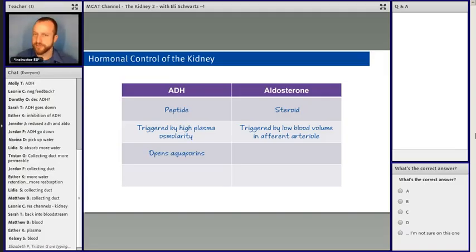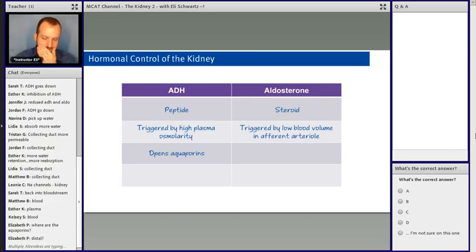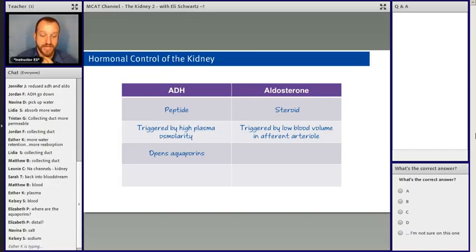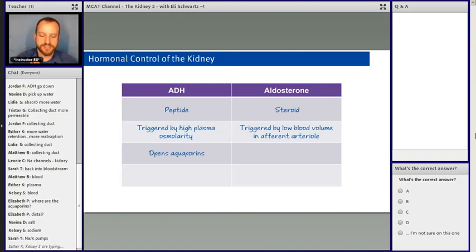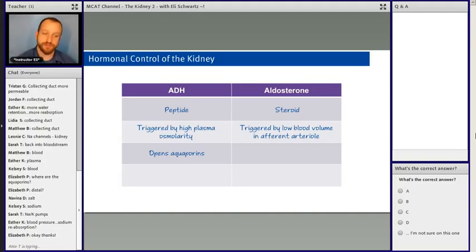Before we get there, we should probably talk about aldosterone. What is aldosterone specifically acting on? What is its effect? And the aquaporins, to Elizabeth's question, the ones that would be affected by ADH are primarily on the distal convoluted tubule. They're actually not primarily on the collecting duct. Good question. I should have been more specific.